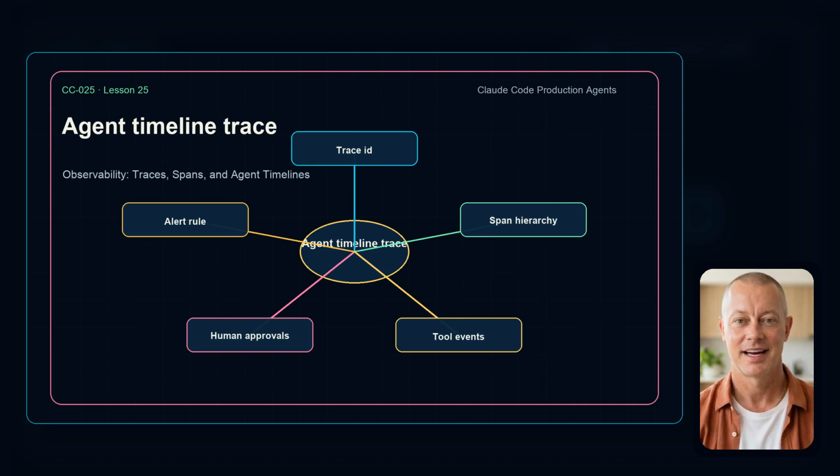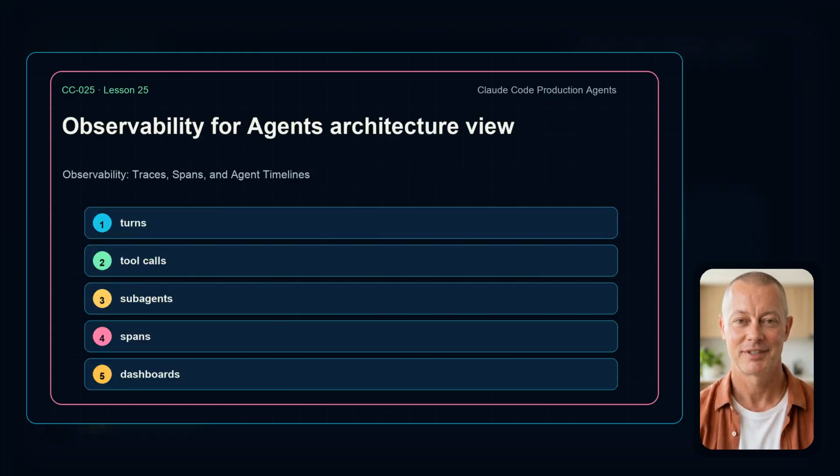The visible artifact is the agent timeline trace. It has 5 parts: trace ID, span hierarchy, tool events, human approvals, alert rule. Those parts turn a fuzzy discussion into a concrete review conversation.